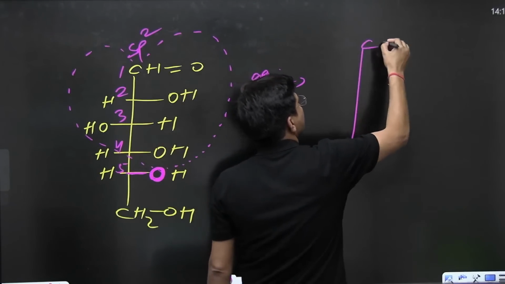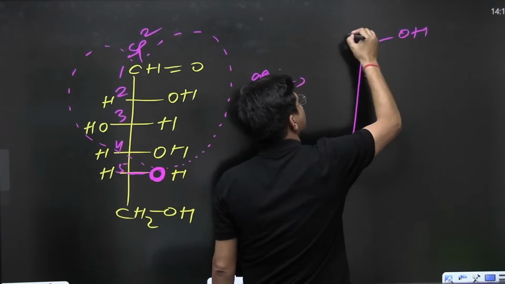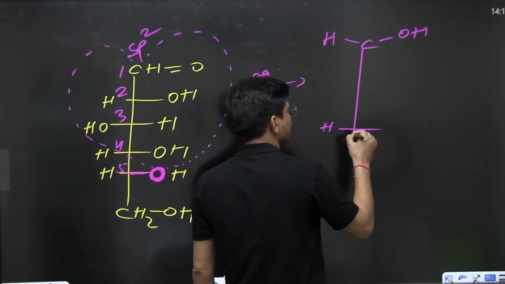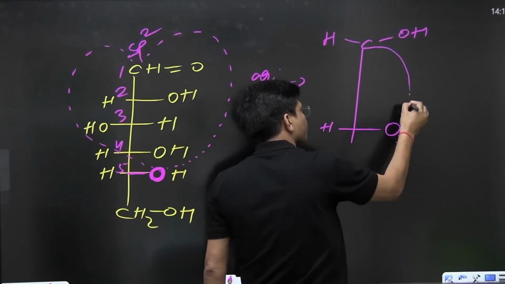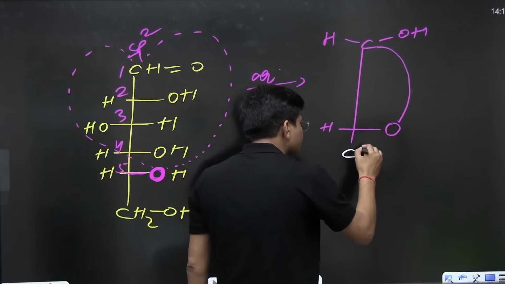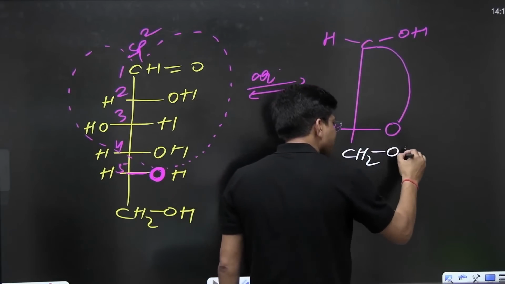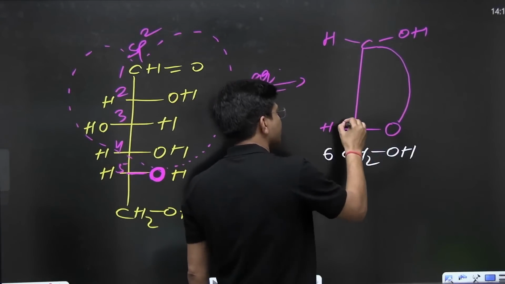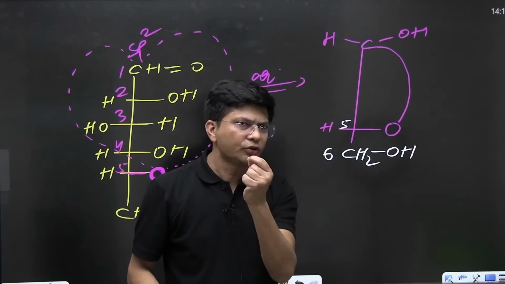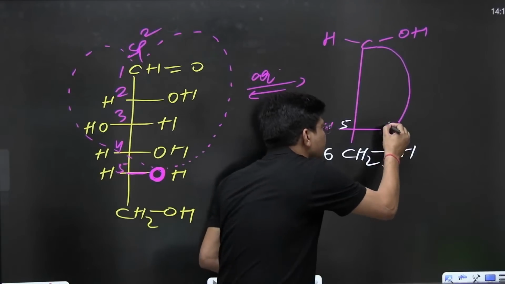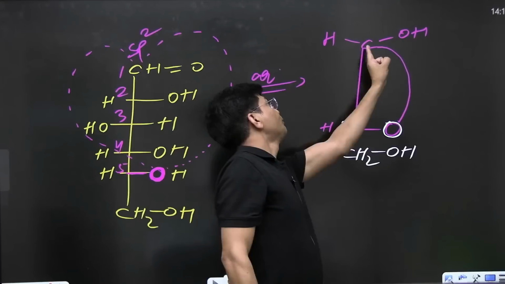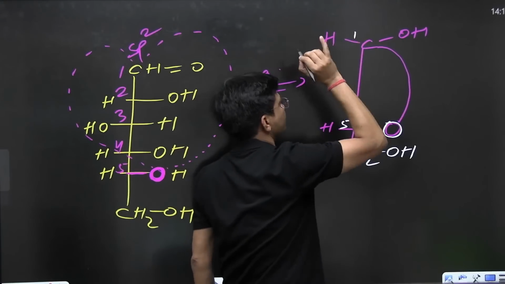I will get CHO, H, and this is our 5th carbon. This oxygen is going to form a bond with this. Now see, my dear students, this is your 6th carbon, this is your 5th carbon. The 5th carbon was forming a bond with this oxygen, and now it is forming a bond with the 1st carbon also, my dear students.